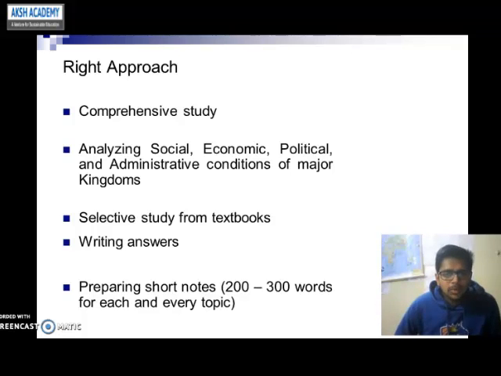Analyzing social, economic, political and administrative conditions of major kingdoms. See, basically a society is formed by a family. A family is strengthened by a strong economy. Economy is strengthened by strong political institutions, and strong political institutions require proper administrative setup to function. So this sequence should be followed. I recommend this sequence. If you try to reverse this sequence, then also you will face some complexities. So keep things simple and just follow this sequence.